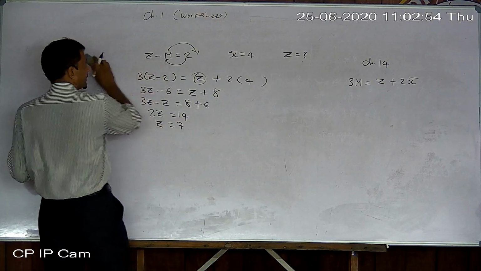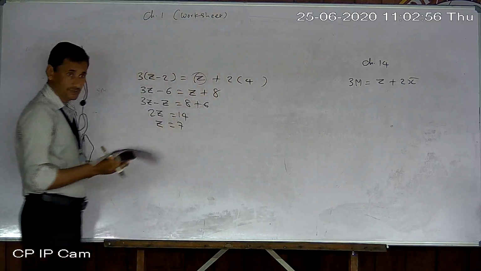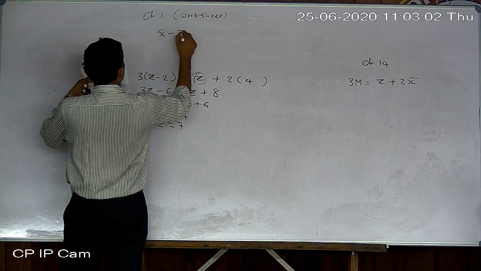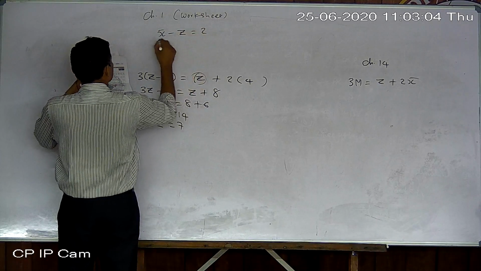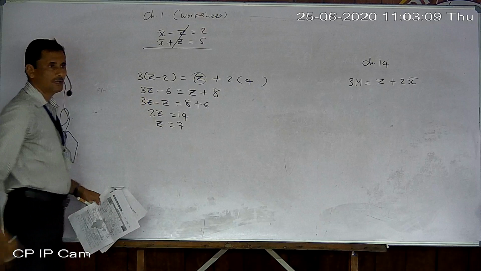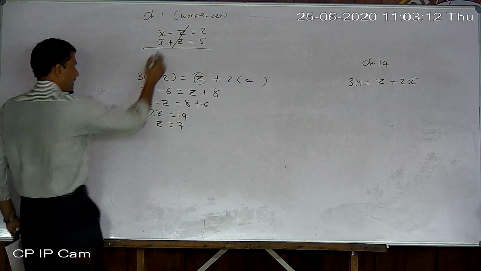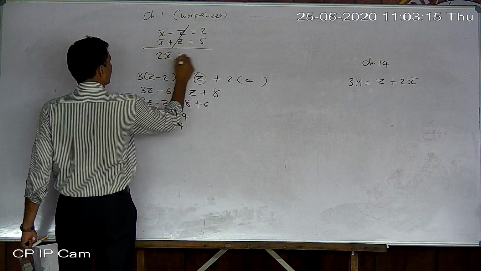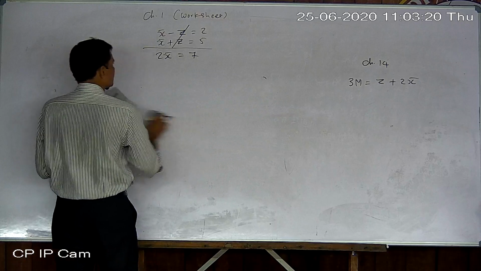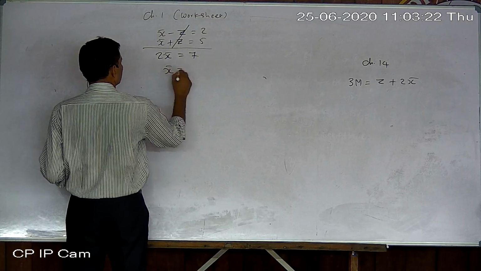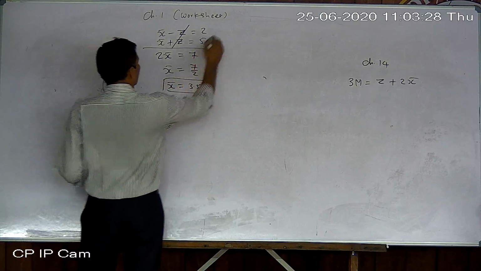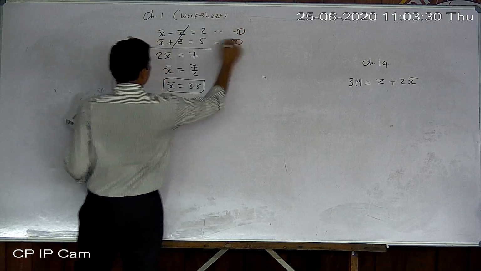That was number 2. In number 3, two equations are given, simultaneous equations. x bar minus z equal to 2 and x bar plus z equal to 5. Just solve these equations. By adding both equations, minus z plus z cancel out, so 2x bar equal to 7. So x bar equal to 7 by 2, which means 3.5. So you get one variable. Either use the first one or the second one.